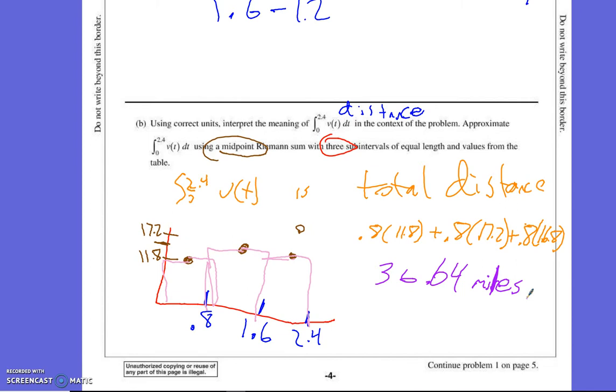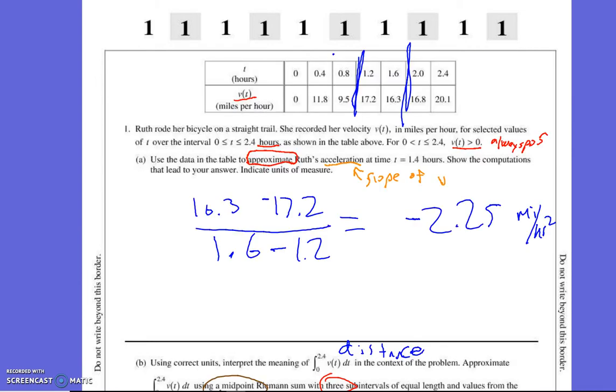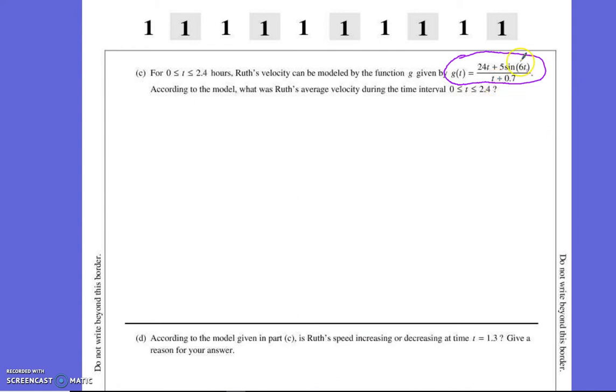Okay, let's just finish question number 1. So her velocity can be modeled by g of t equals, okay, so this is Ruth's velocity. Here's a function to match that table, basically. According to the model, and it might not be exactly the same, but it's supposed to be following that path. What was her average velocity during the interval?